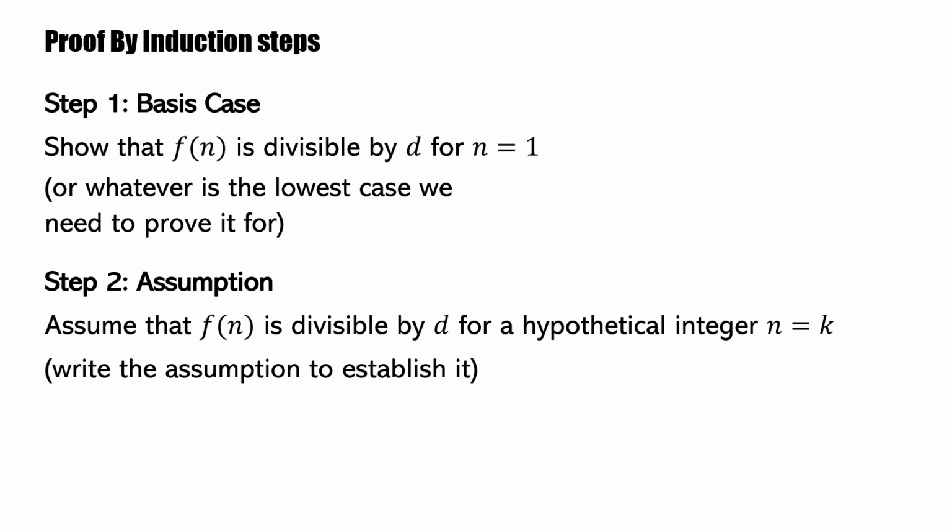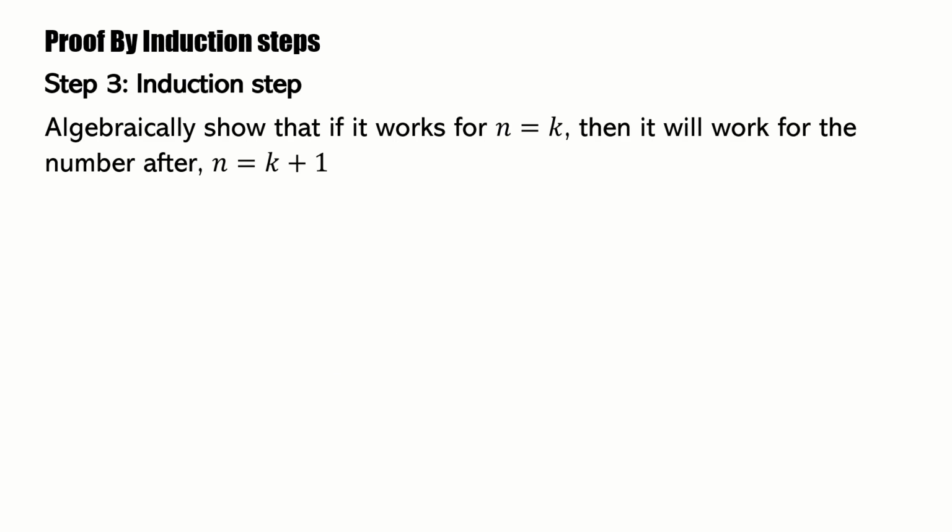So we're going to assume that f of n is divisible by d for our particular mystery integer n equals k. And unsurprisingly, the third case that we have to deal with is looking at the situation where n equals k plus 1. We're having to show that if the statement is true for n equals k, then subsequently it must be true for n equals k plus 1, using that fact to help us. This is where things do get a bit different though, because for divisibility, it's a slightly different structure to how we were splitting things up before.